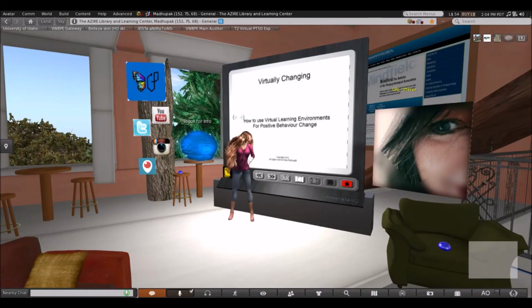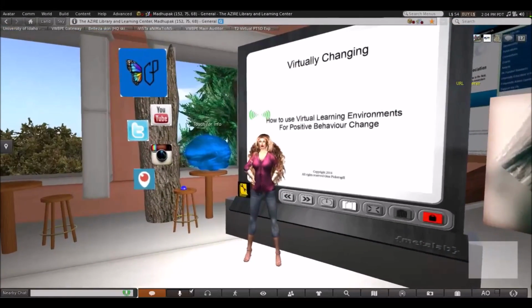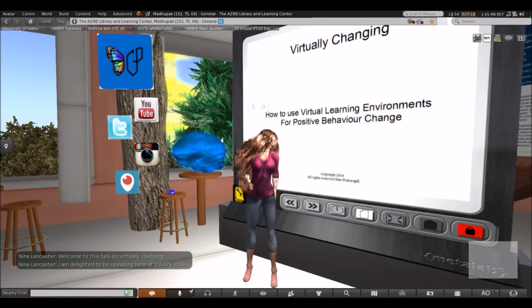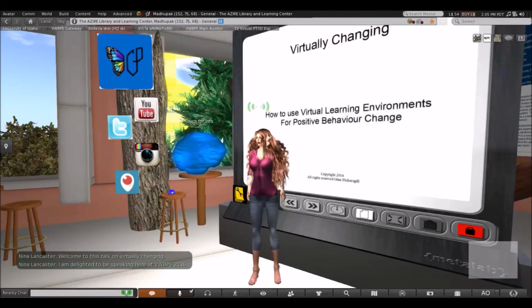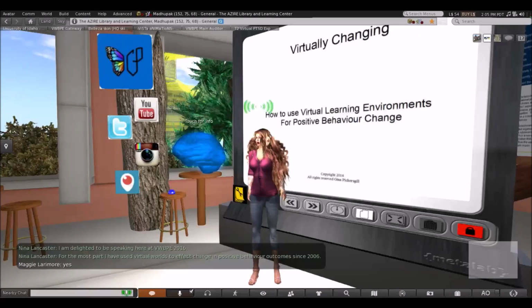The topic tonight is about how to use virtual worlds for positive change, and I'm going to be presenting a framework of positive psychology that will help you to think about how you design your learning experiences. I'm delighted to be talking here at the MOOC tonight, and thank you all very much for coming along. So my journey started in 2006 in the virtual world.